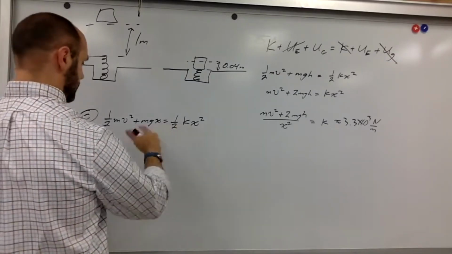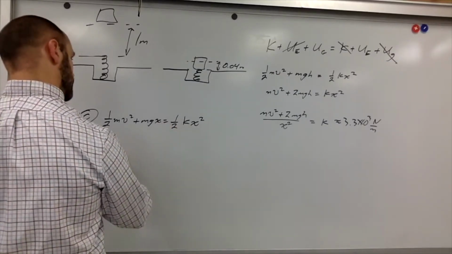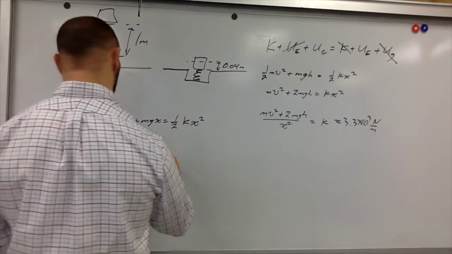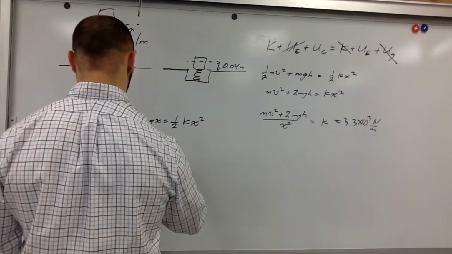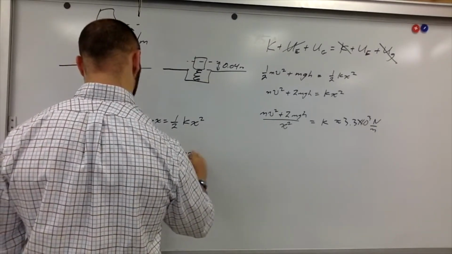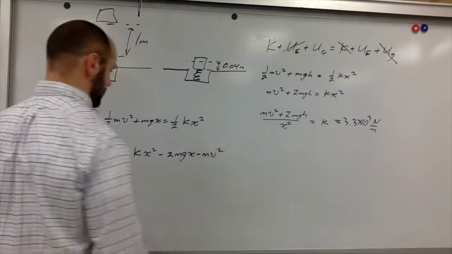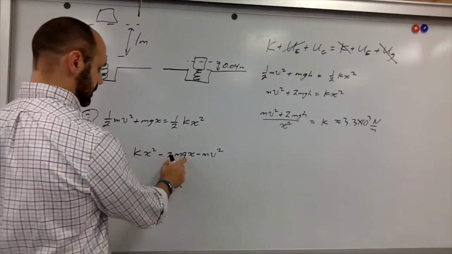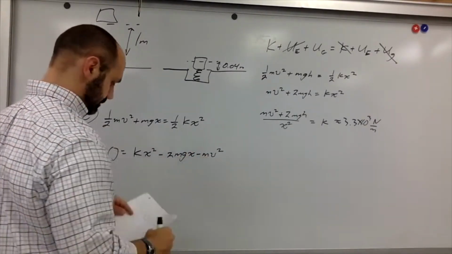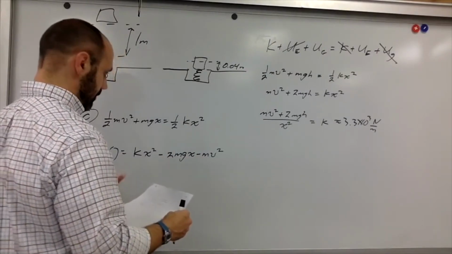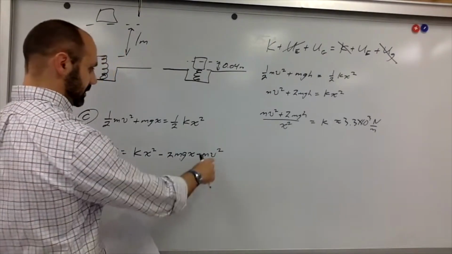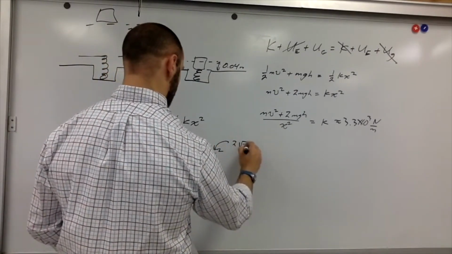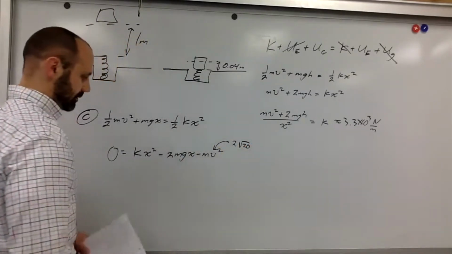So now, if I look at what I have here, this is going to be 0 equals kx squared minus 2mgx minus mv squared. What I have is a quadratic equation. And since it's a quadratic equation, I plug in k, 2mg, and m. And for v I'm going to plug in 2 times the square root of 20, because square root of 20 was our velocity from before.